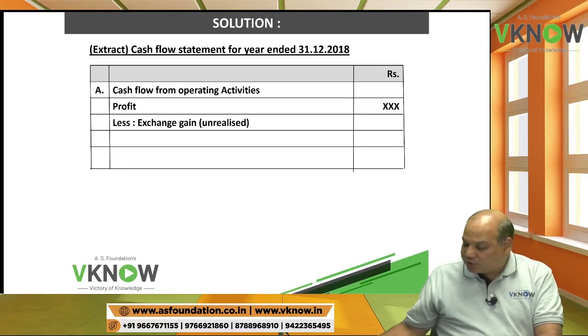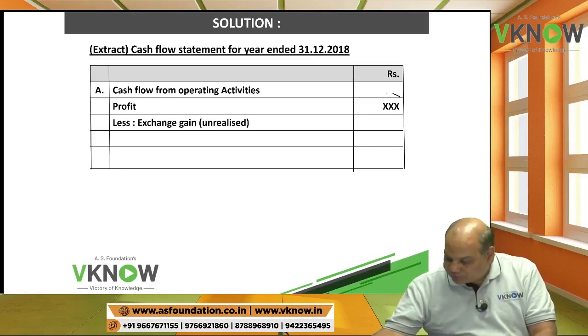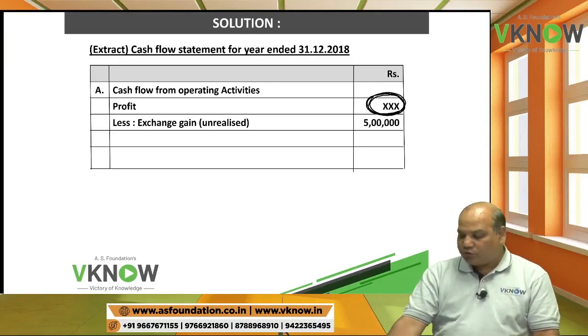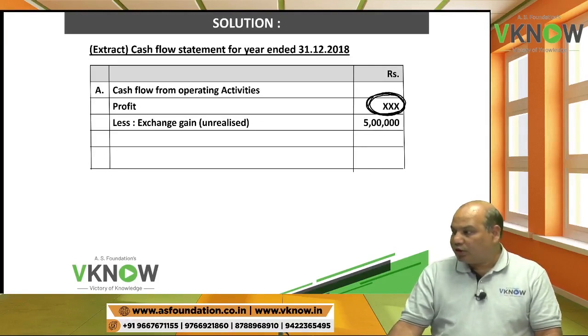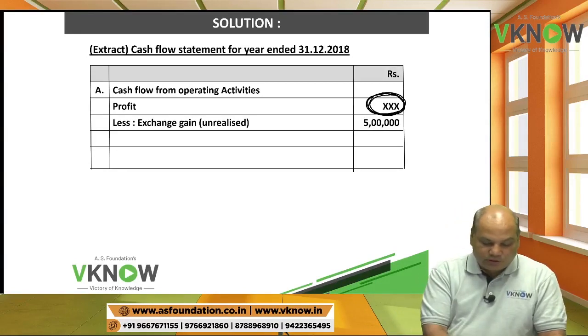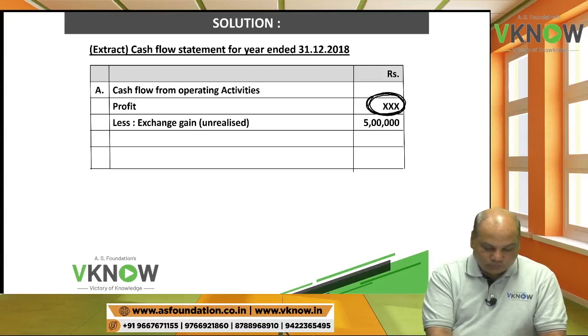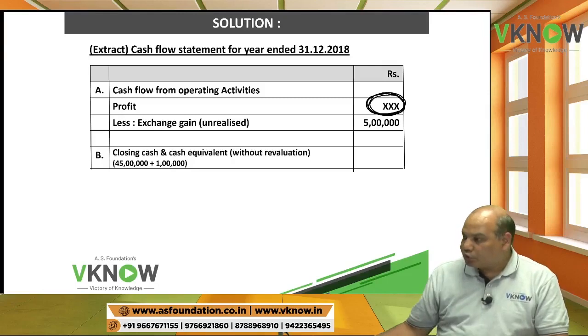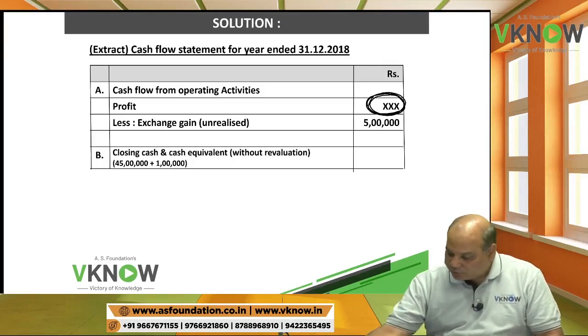Profit dash dash dash, because we don't have a complete idea, so it will include exchange gain or loss also. Less exchange gain unrealized, 5 lakh. Exchange gain unrealized will be eliminated.